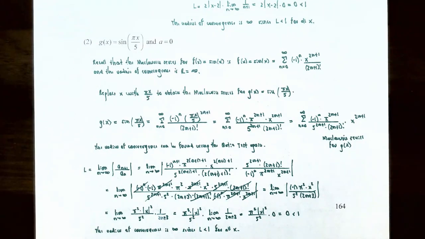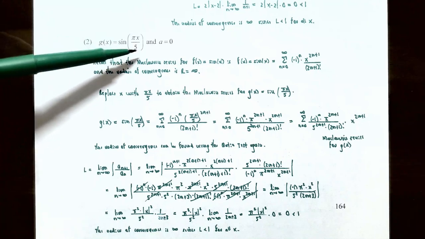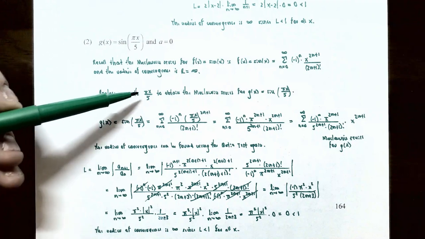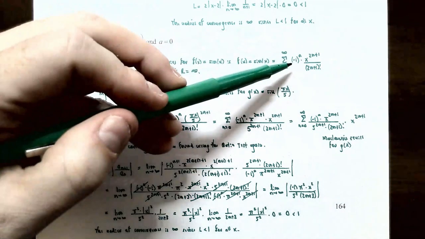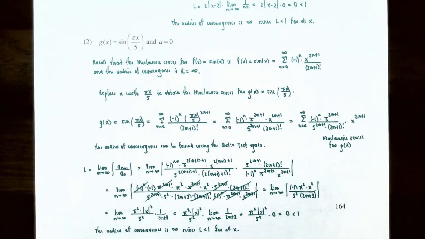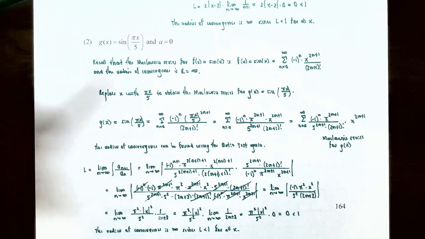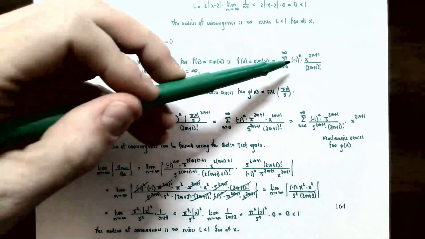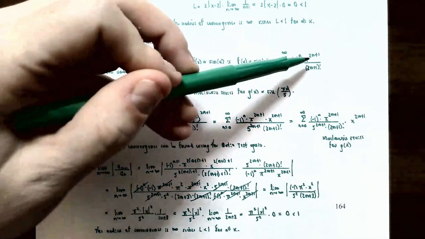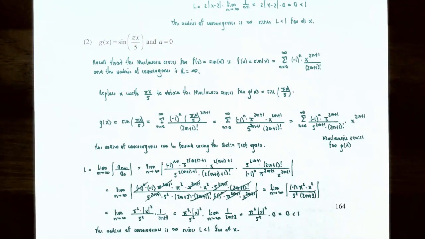If we want to find a Maclaurin series for the function g of x, which is equal to sine of pi x divided by 5, it looks like we're replacing the x with pi x divided by 5. So let's replace x with pi x divided by 5 in the Maclaurin series to find a Maclaurin series for the function g of x, which is equal to sine of pi x divided by 5. So that means g of x can be this Maclaurin series. Series from n equals 0 to infinity, negative 1 to the n, we replace the x with pi x divided by 5 in parentheses, and that's raised to the 2n plus 1 power, divided by (2n plus 1) factorial. So now let's just simplify a little bit.